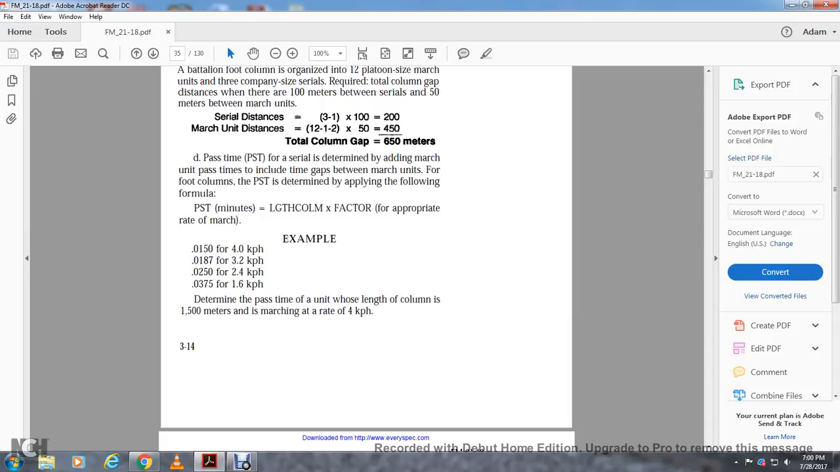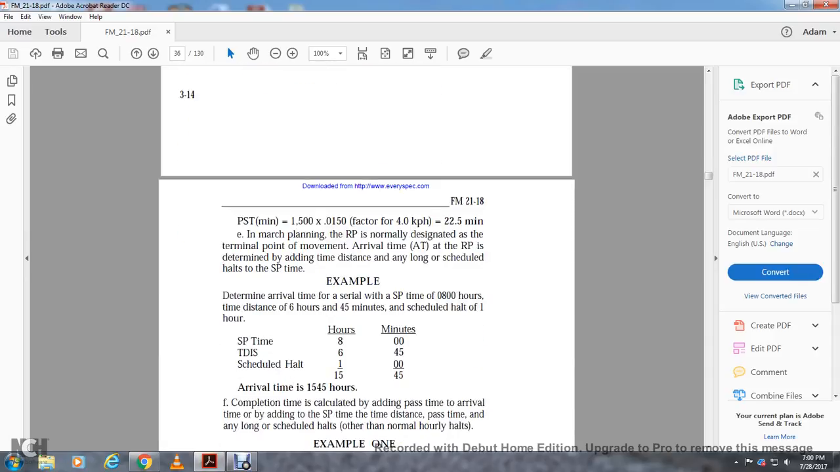Determine the pass time of a unit whose length is 1,500 meters, at a march rate of 4 kilometers per hour. Pass time in minutes is equal to 1,500 times the factor for 4 kilometers per hour, which is 22.5 minutes. The march plan with the release point is normally designated as the termination point of the movement. The arrival time at the release point is determined by adding the time distance and any scheduled halts to the starting point time.